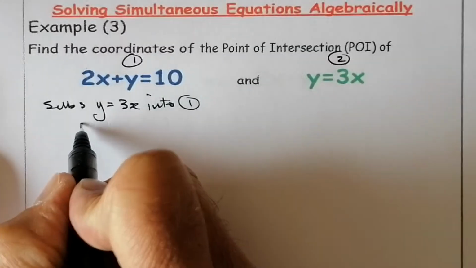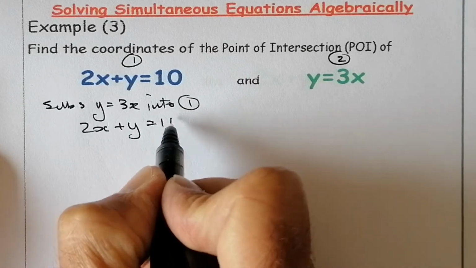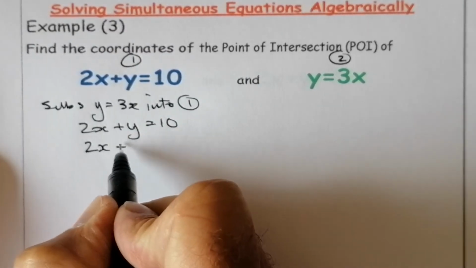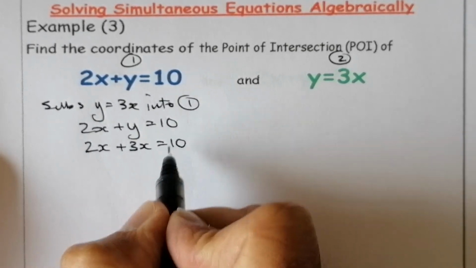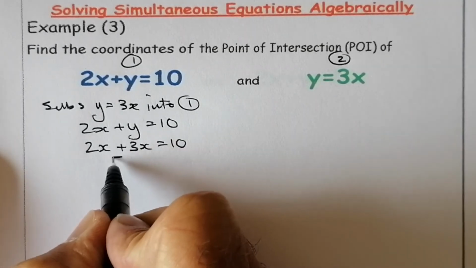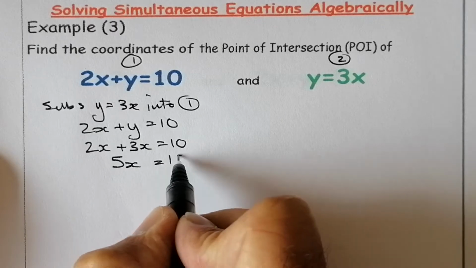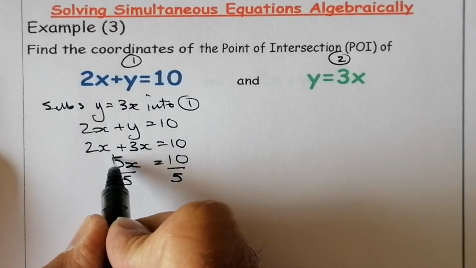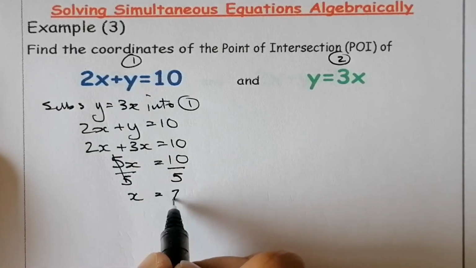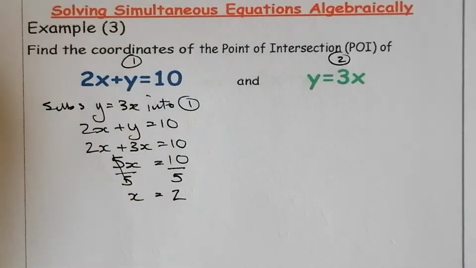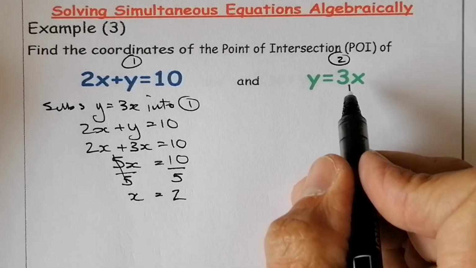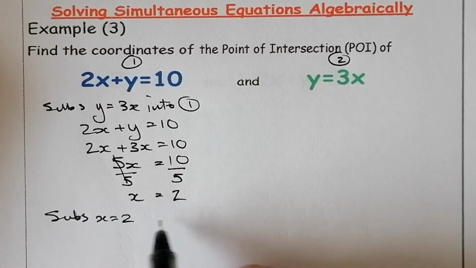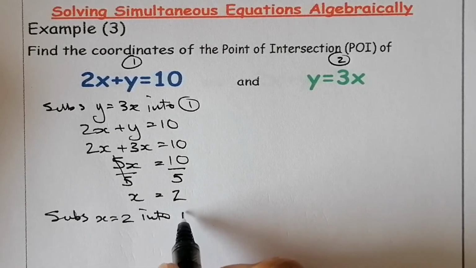Okay, so I've got 2x plus y equals 10. I'm going to put instead of y, 3x. So 2x plus 3x equals 10. I'm going to gather these together, which will give me 5x is equal to 10. I'll then divide by 5 both sides, remember, to balance it up. That leaves me with x is equal to 2. Once I've got x equals 2, I'm going to substitute that into equation number 2. So I'll substitute x equals 2 into that equation number 2.